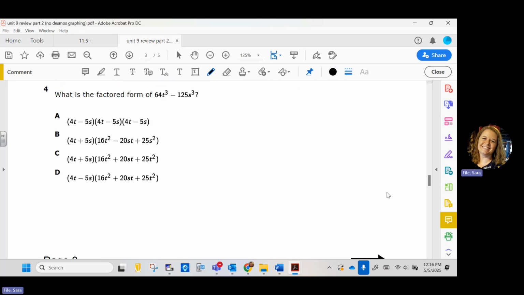All right. Factored form. Again, I don't have the graphing Desmos to plug these in and compare the graphs. So I actually have to factor. Now looking at all of these, you can see they all have either a 4t plus 5s or 4t minus 5s as part of the factored form. So most likely, obviously that's going to be one of those. We need to figure out, should it be a plus or a minus? So looking at the format, I can see my variables are both cubed and that it's a minus. So this is a difference of perfect cubes.